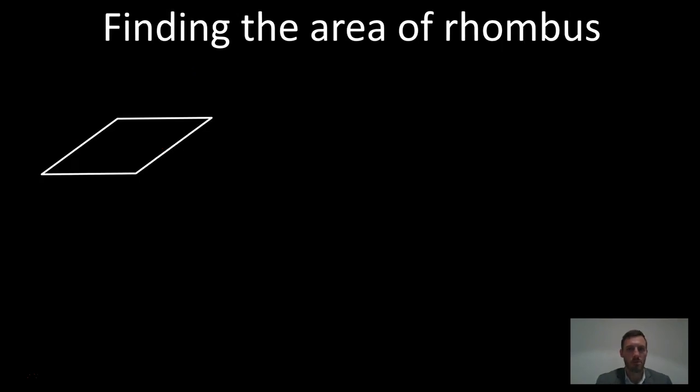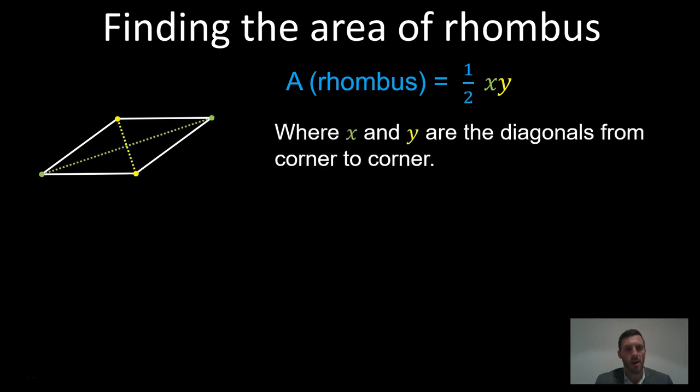Let's look at the area of a rhombus. A rhombus is a flat shape with 4 equal straight sides. It looks a bit like a diamond. The opposite sides are parallel, and the opposite angles are equal. The area for a rhombus is given by half x times y, where x and y are the diagonals from corner to corner.